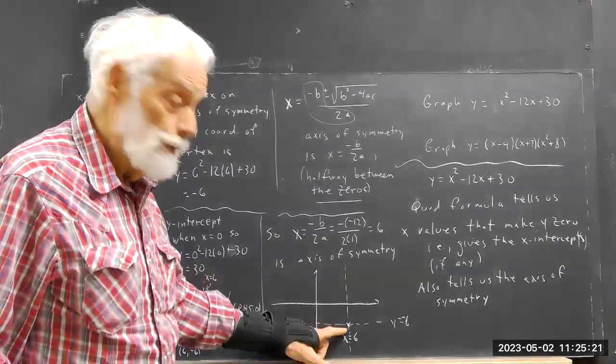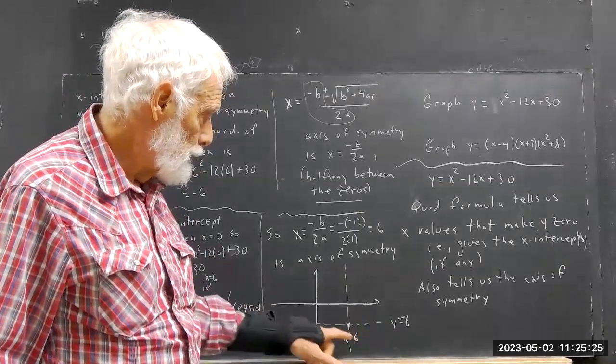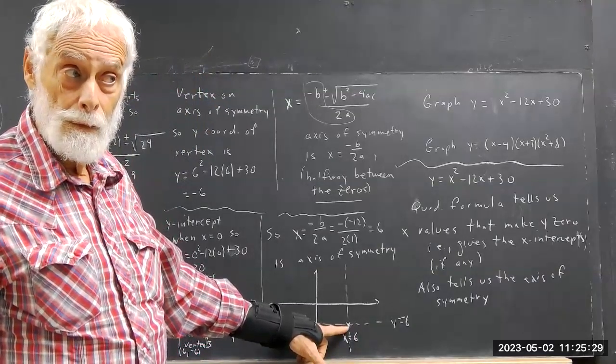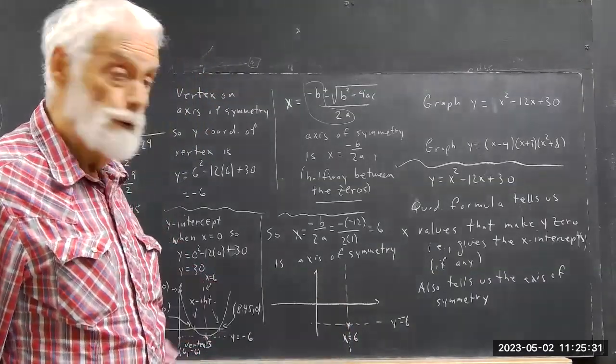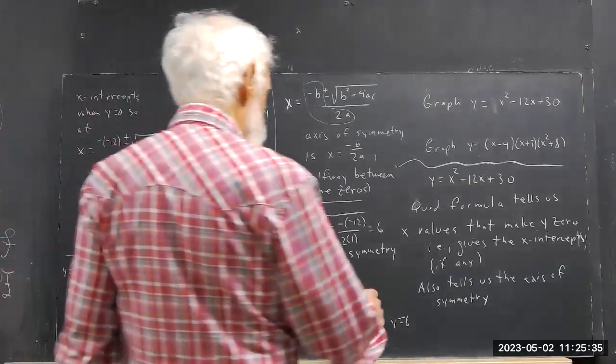Well, we put that on the graph. Here's y equals negative 6. Along this dotted line, they intersect at this point, which is the vertex. I can believe that this is our vertex.